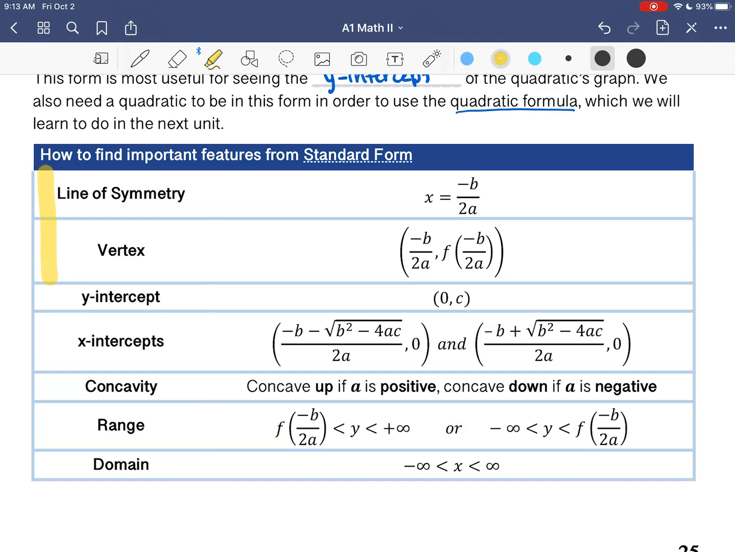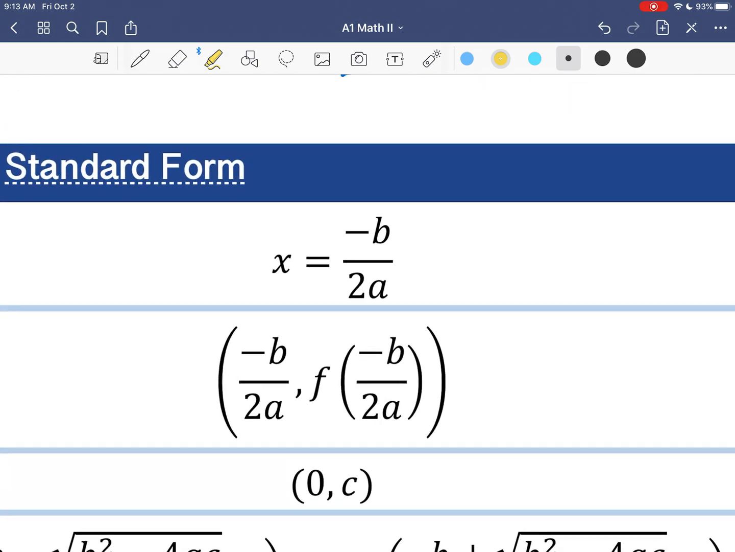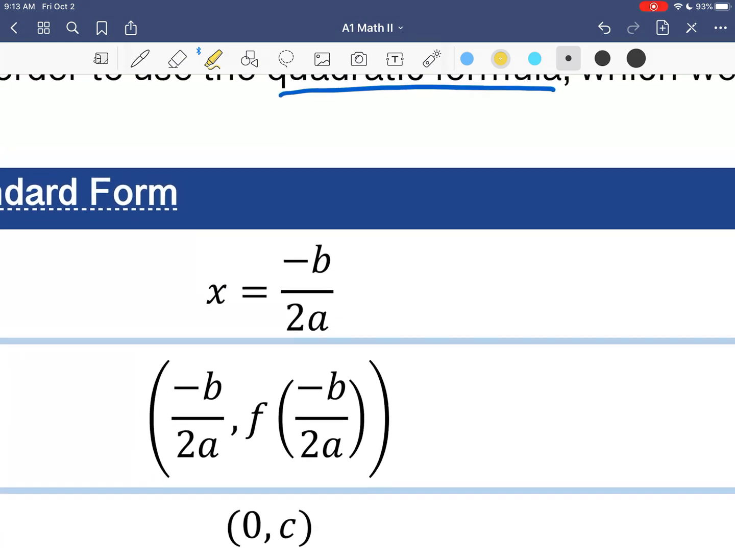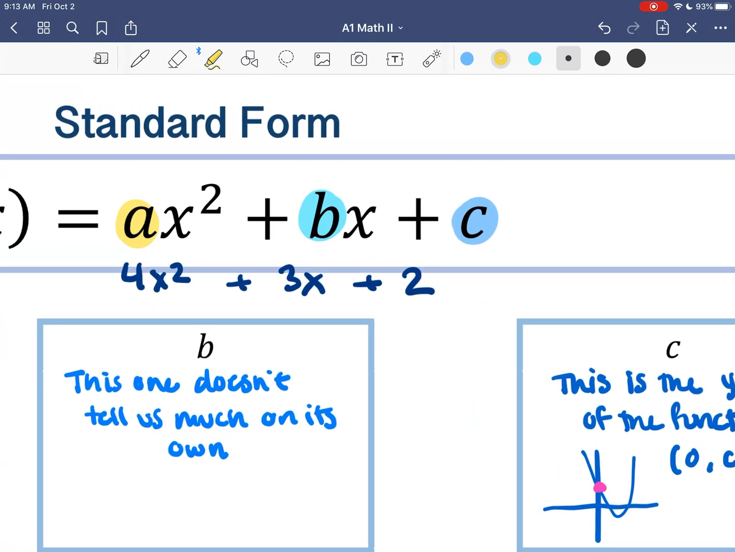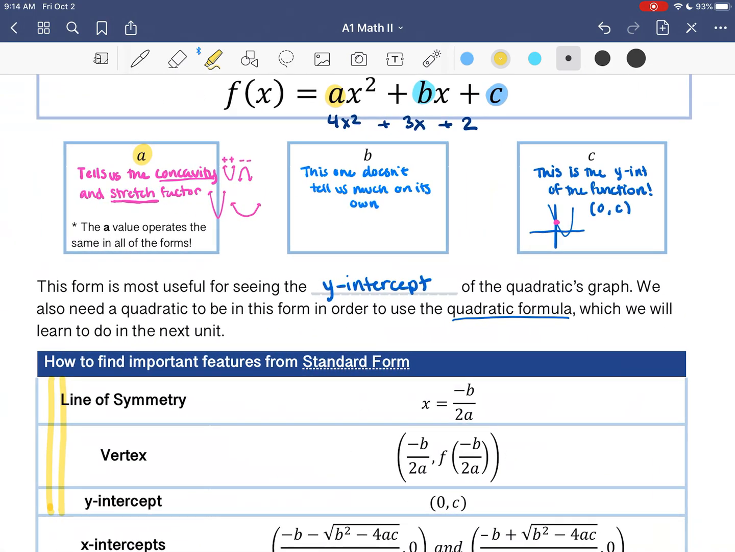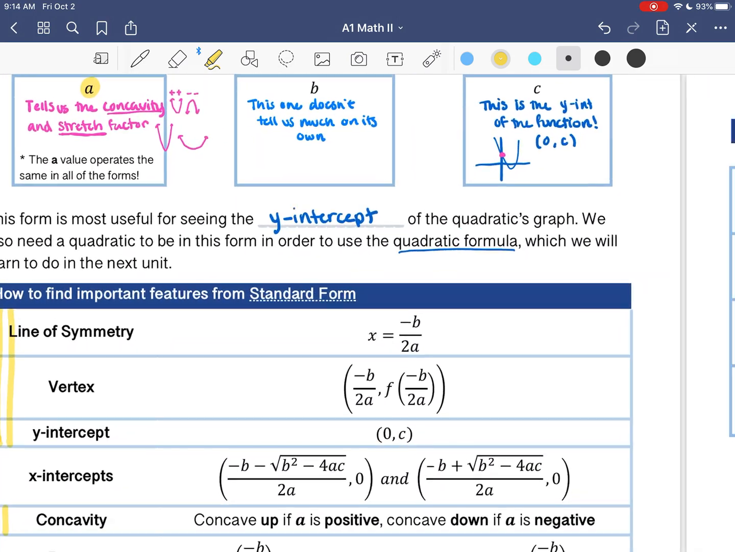So what I expect you to use here is the line of symmetry and the vertex and the y-intercept. These three, and the concavity. The other ones we can leave alone for now. So we're looking at something like this. Notice that all of these formulas have a, b, and c as the variables. Those are coming from whatever a, b, and c were in our equation.